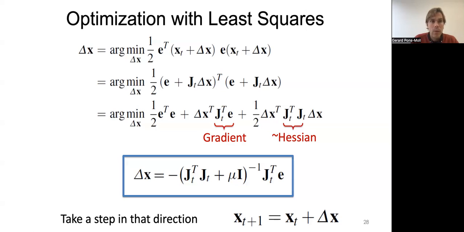Then we take a step in this direction: xt plus 1 equals xt plus delta x, and we can iterate this. The nice thing about this algorithm is that it does not require computing the Hessian involving all these second derivatives. It only requires us to compute the Jacobian matrix, which is a matrix of first-order derivatives.